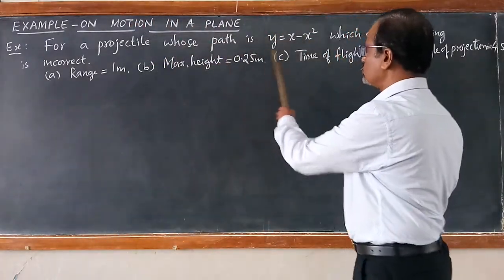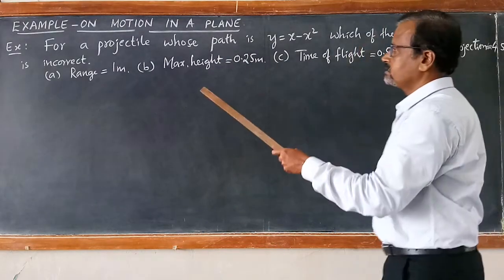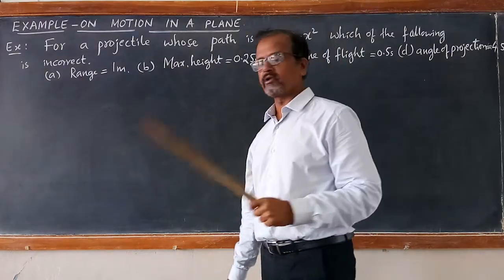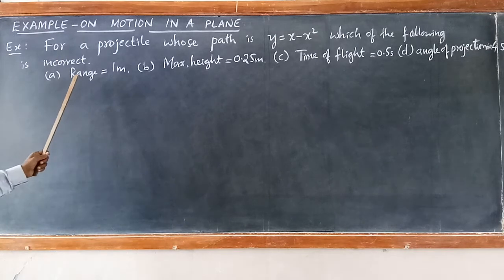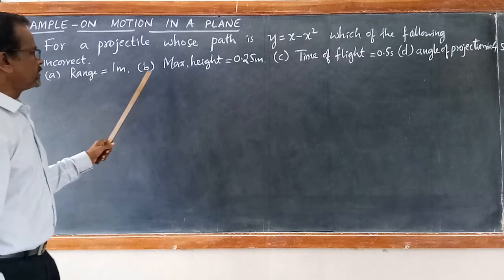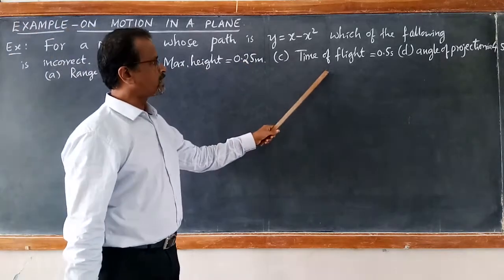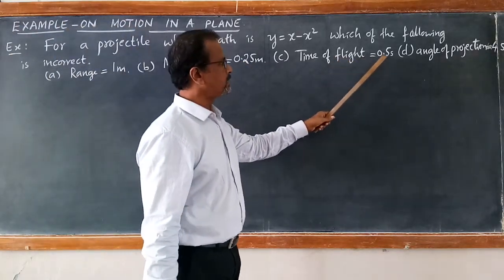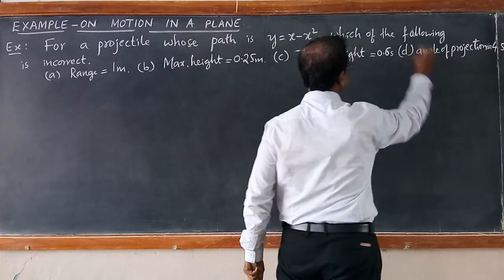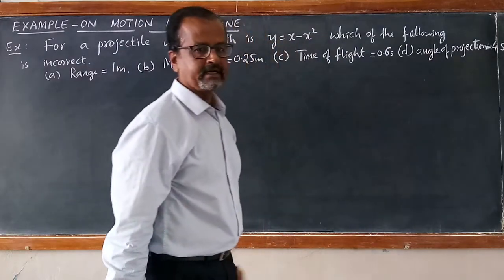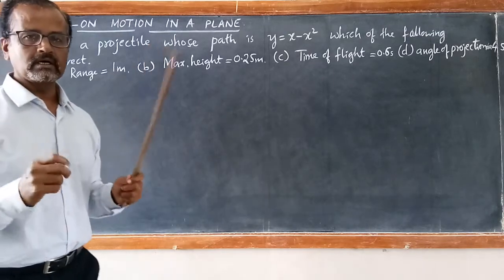For a projectile whose path is y is equal to x minus x square, which of the following is incorrect? Which of the following four options is incorrect? First one is the range equal to 1 meter. B, maximum height equal to 0.25 meter. C, time of flight 0.6 seconds. And D, angle of projection 45 degree. These are the four options, out of which you have to find which one is wrong.